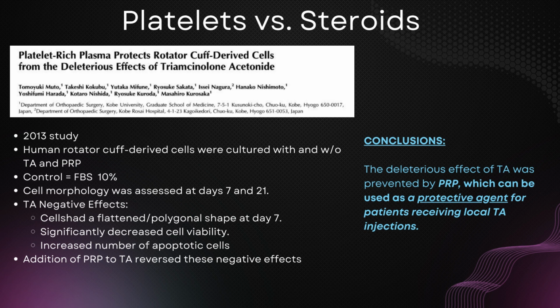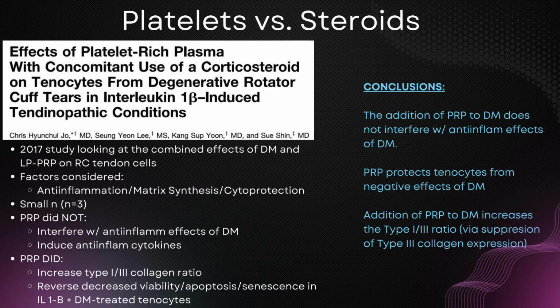The purpose of this study was to investigate whether triamcinolone has negative effects on human rotator cuff cells and whether or not PRP can protect these cells from the effects of triamcinolone. Turns out it does have a negative effect, but the author suggested that PRP can be used as a protective agent in patients receiving triamcinolone injections.